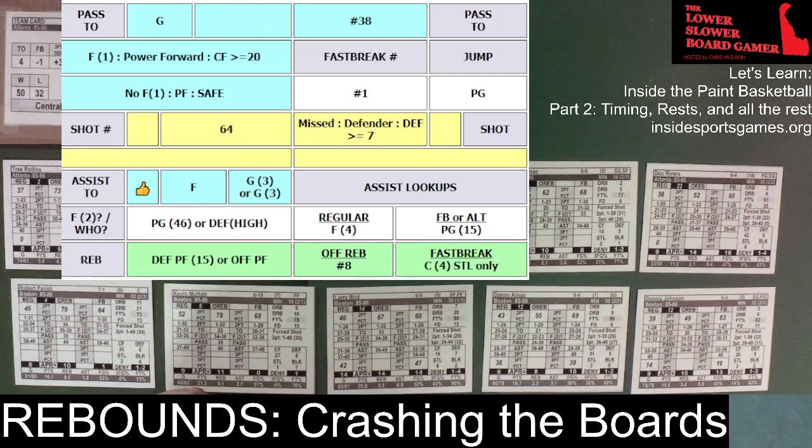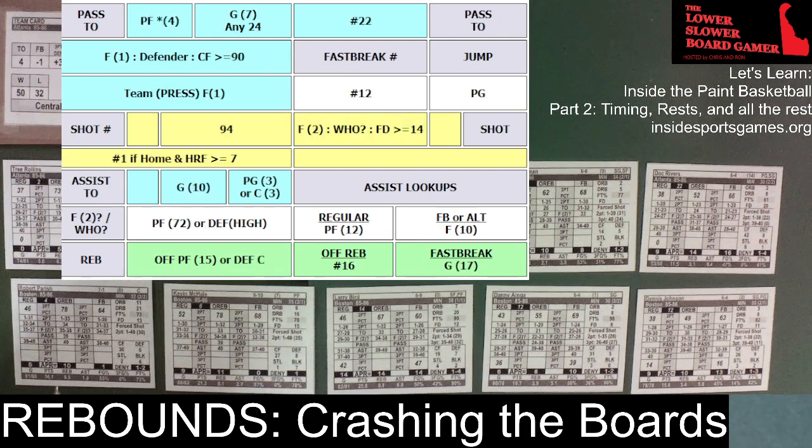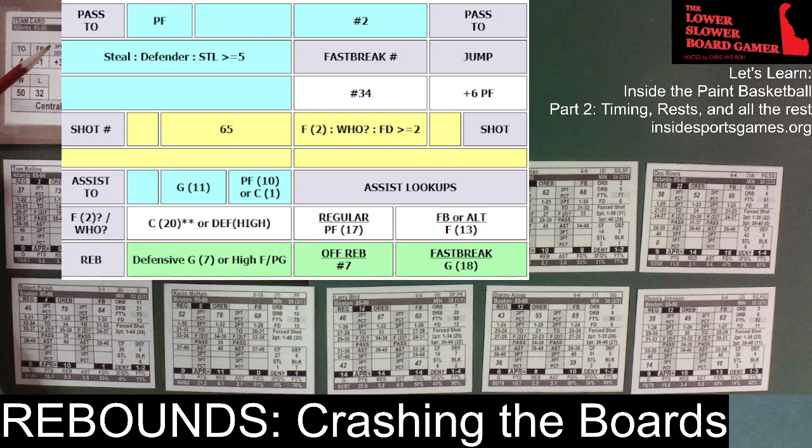Let's do another one. Fast break center 4. He has a 1, so it wouldn't qualify. But it also says steal only. Sometimes fast breaks are only off steals. Let's go ahead and do another one. Fast break, guard, 17. Danny Ainge, it's a 10. He does not have a 17 or higher for his fast break rating. So you're simply going to go up here and go to the next pass to on the turnover. That's what you're going to do.